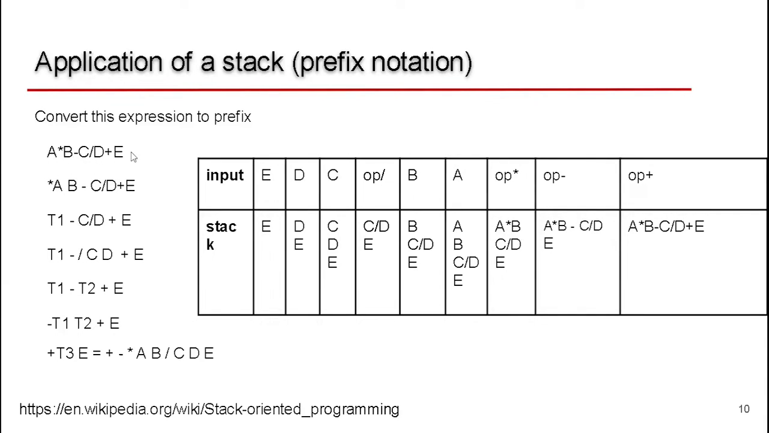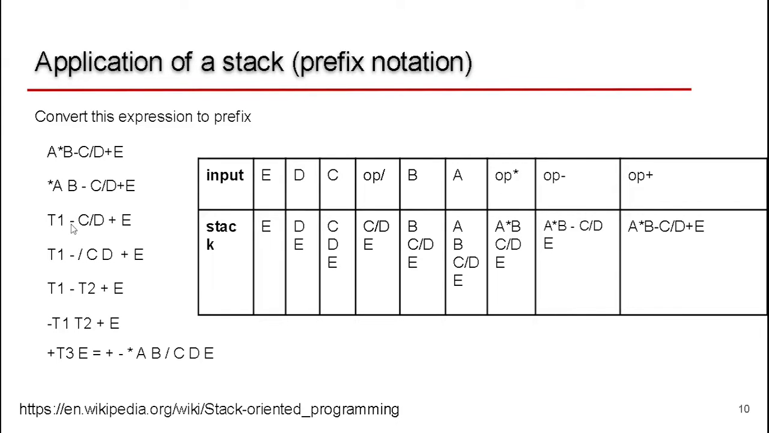The prefix, let's do it again step by step. We have this expression, but without numbers. It's just characters A, B, C, D, E. From the priority, you remember the multiplication and the division are the highest priority. So let's start with the AB. Here it's a prefix, so we put the two operands and first the operation, or the operator. We call it T1.